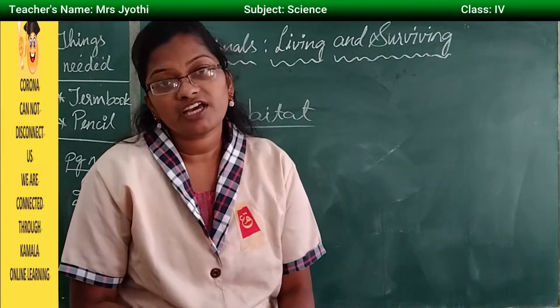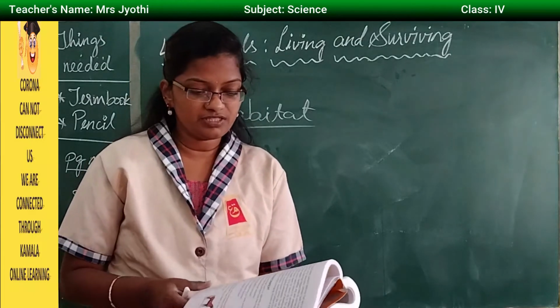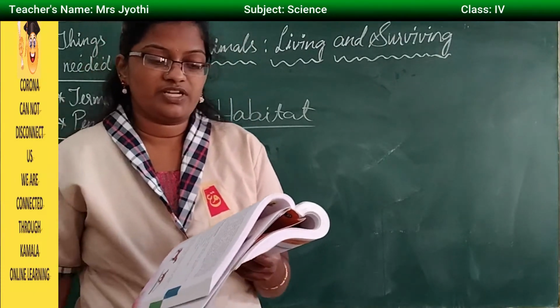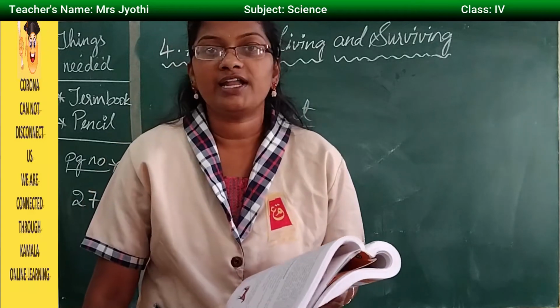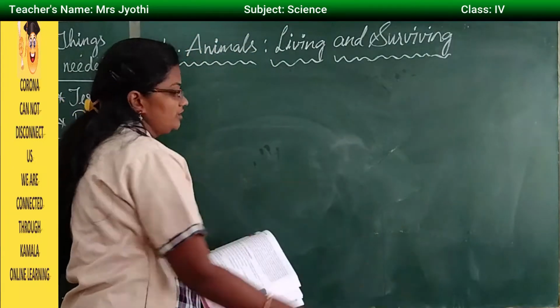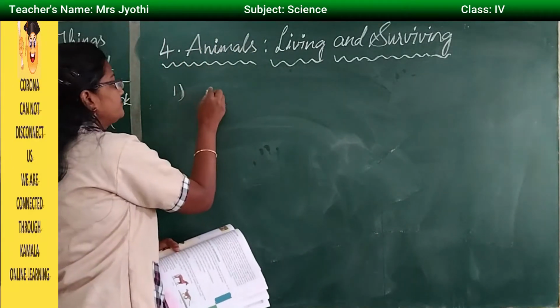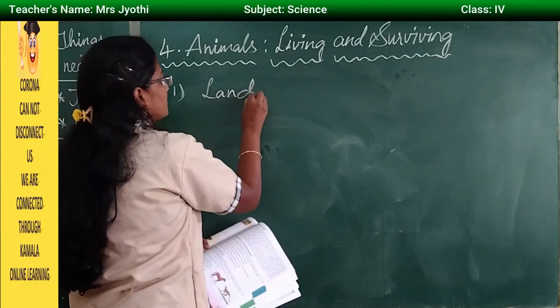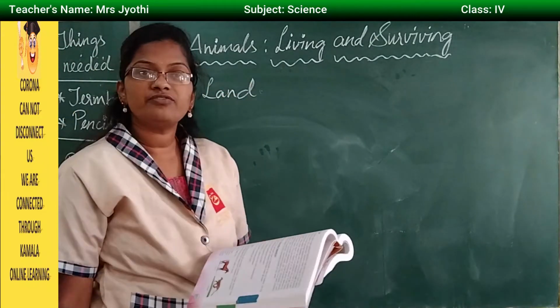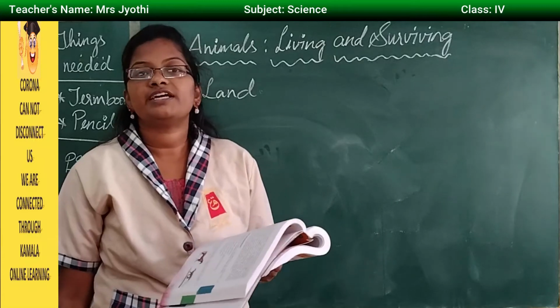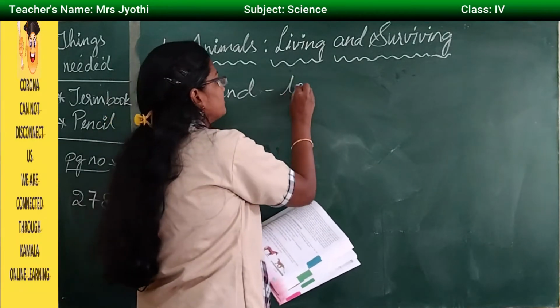Now based on the habitat, there are 5 major groups. The first one is animals that live on land. Animals which live on land are called terrestrial animals.